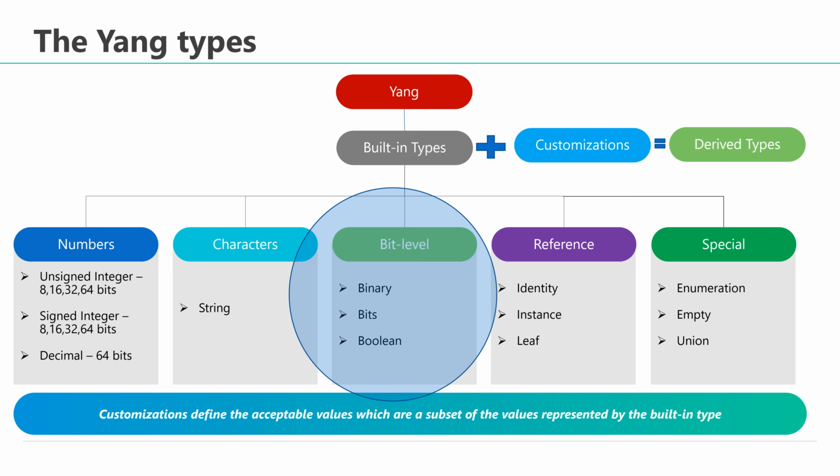As we saw earlier, the Yang built-in data types can be broadly classified into 5 categories. We saw the first 2 categories, numbers and characters, already. Now we will focus on the bit level data types. In the subsequent videos, we will cover the reference types and the special types.